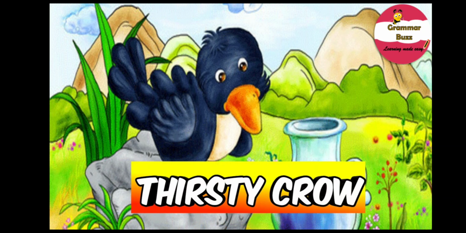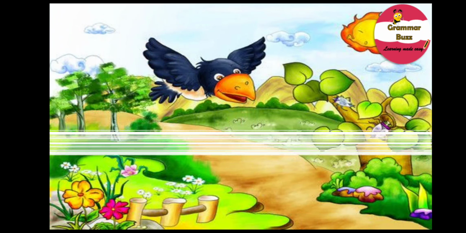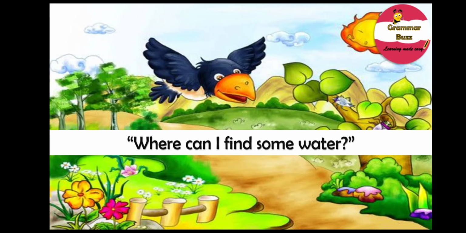Hey, you see, it was a hot summer's day. A thirsty crow flew into a village in search of water. Water, water, water. The crow flew over the house, fields and trees, but he didn't find any water. "Where can I find some water?" said the crow. Hey, now that's your sentence, and it's your turn to convert this to indirect speech using the 6-step method. So, here you go.